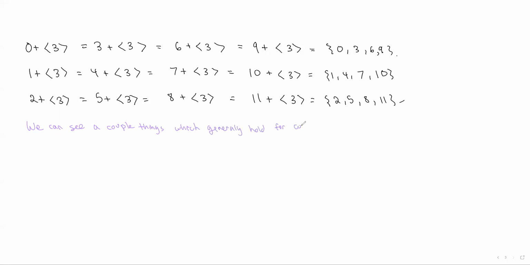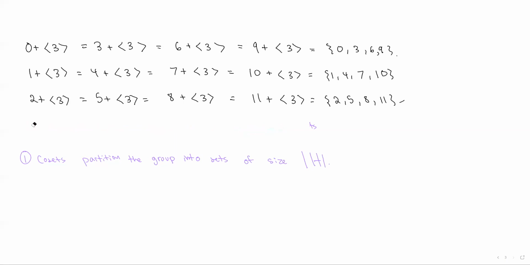So one thing is, the cosets partition the group. So they split the group into disjoint sets. Okay, I should write it for the cosets of a subgroup H of G. I'll rewrite that. I was not happy with that sentence.